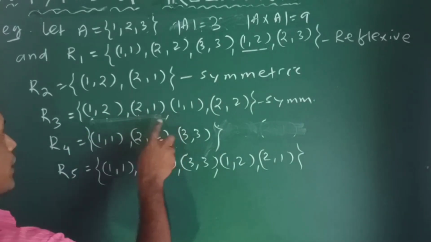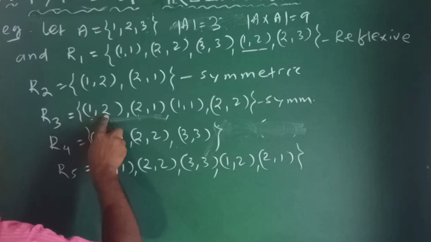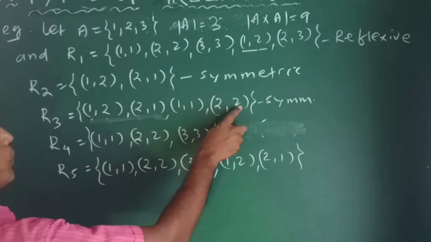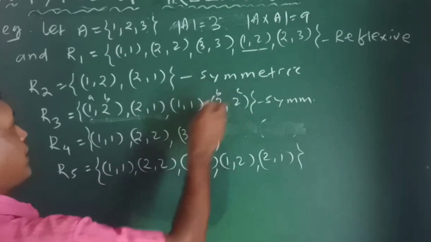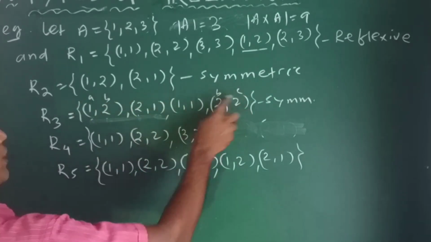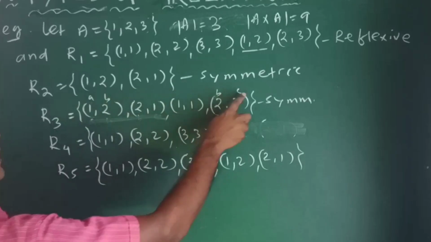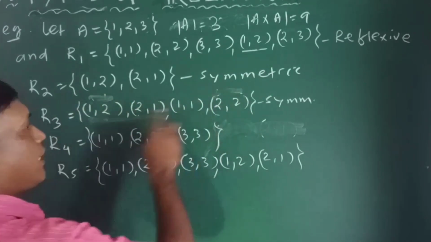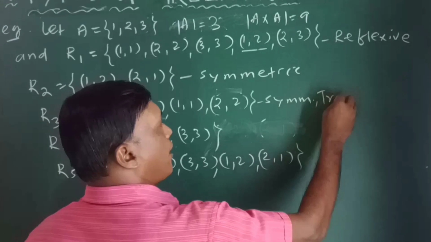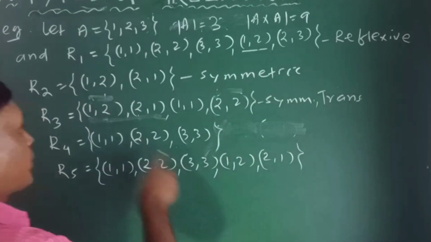Again, look here. (1,2), (2,2). This is A, this is B, and this is B, this is C. A, B, B, C. Then there should be (A,C). That means (A,C) is (1,2). So here is (1,2). So this relation is symmetric and transitive, but not reflexive.